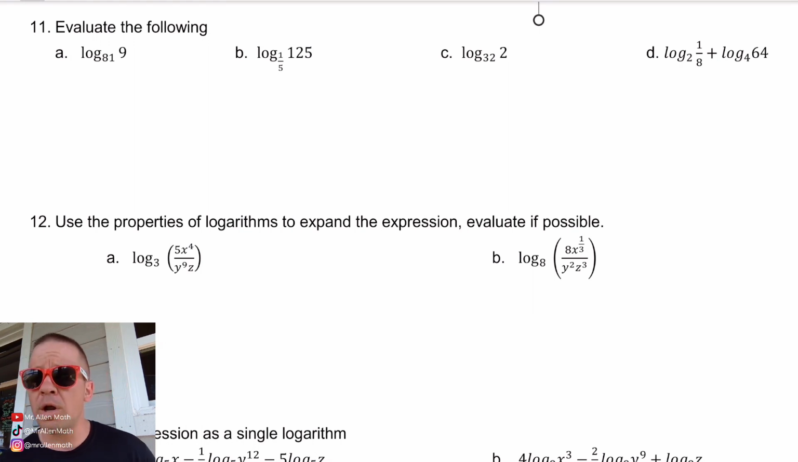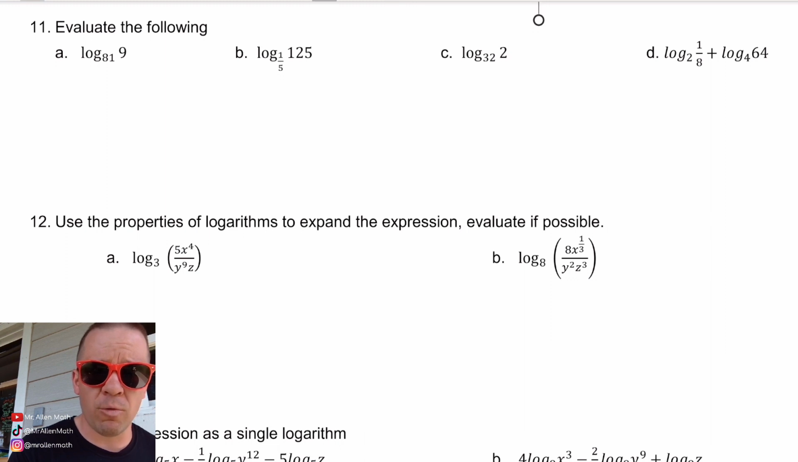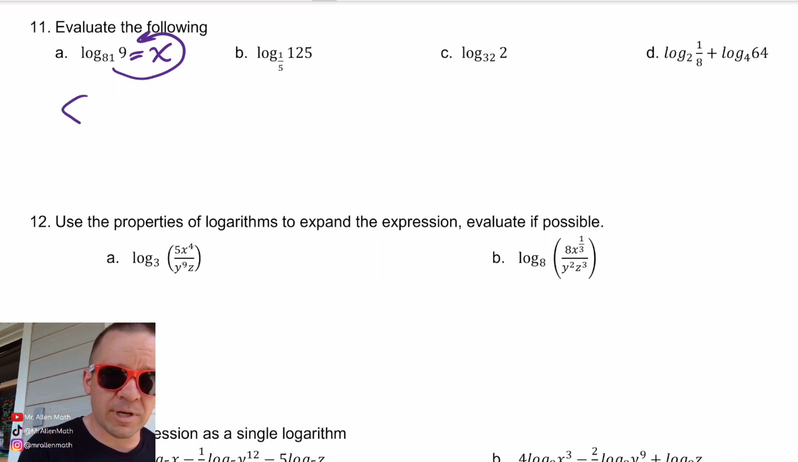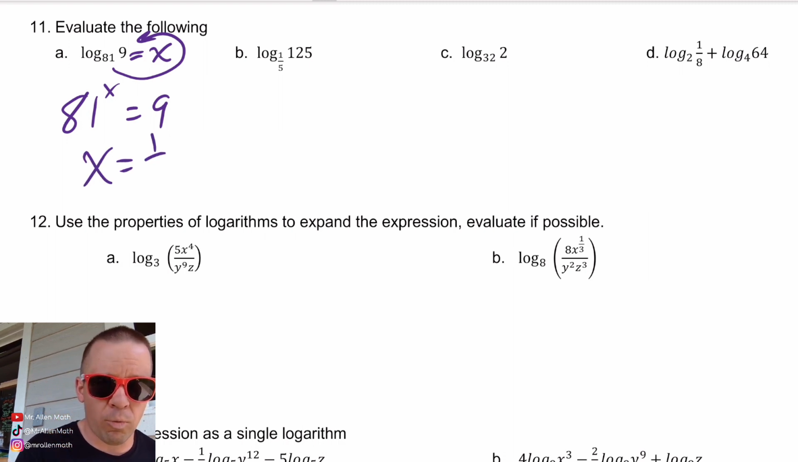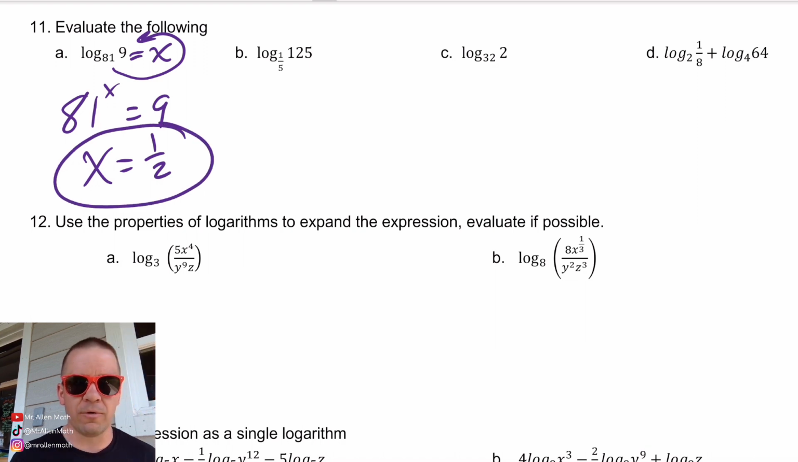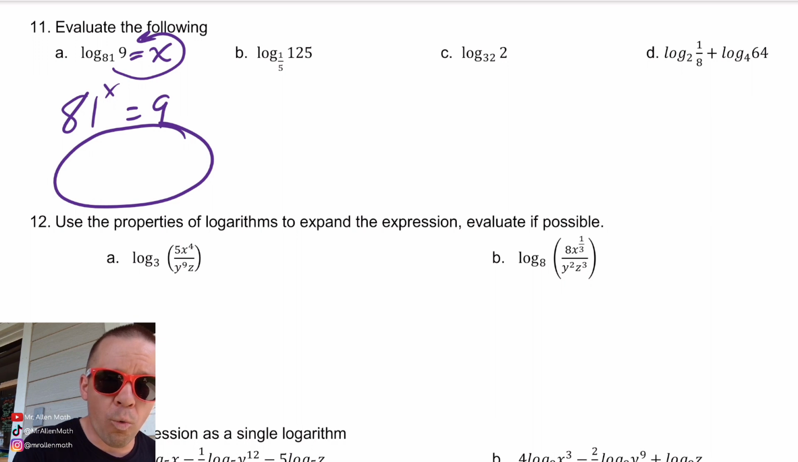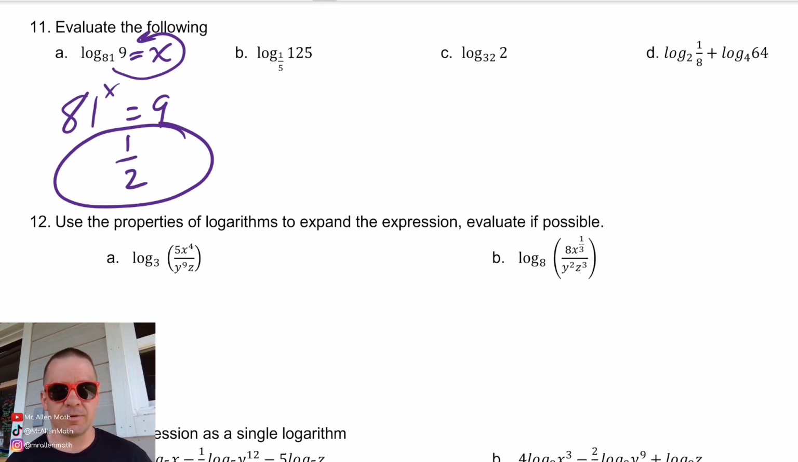Log base 81 of 9. If it helps you, I'll do this on maybe one or two of these, you can throw an x here, and I can rewrite this in exponential form. So 81 to the x equals 9. So 81 to what power would equal 9? Well, the square root of 81 is 9, so that means that x would equal 1/2. Beautiful. So really what we should say is not x equals 1/2, but I would just say 1/2 is my answer here. You don't need to write that x there, but if it helps you, cool.